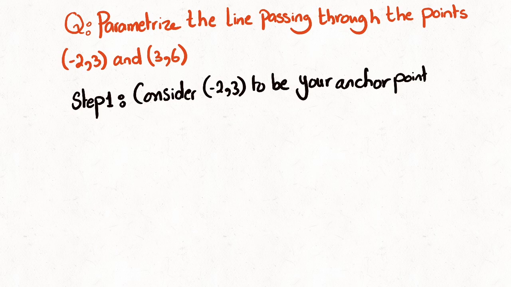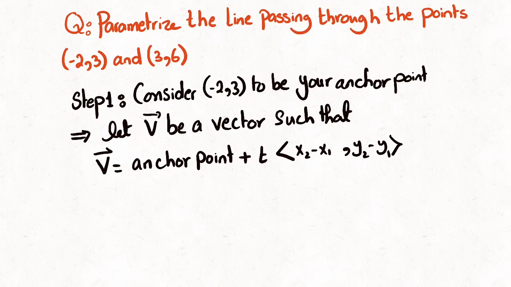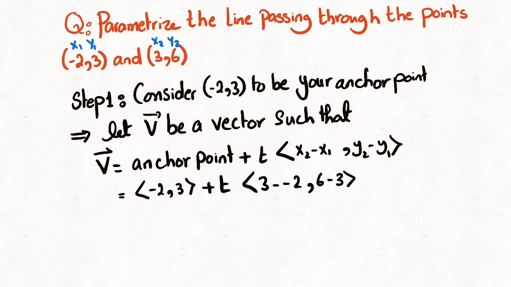I will take (-2, 3) as a starting point, then I will say, okay, vector v consists of the starting point, which is (-2, 3), plus t times the differences between the 2 points, (x2 minus x1, y2 minus y1), and that's it. Then you complete the process like this. You find the same solution or a different solution for the parameterization of a line. That was the lesson of today.